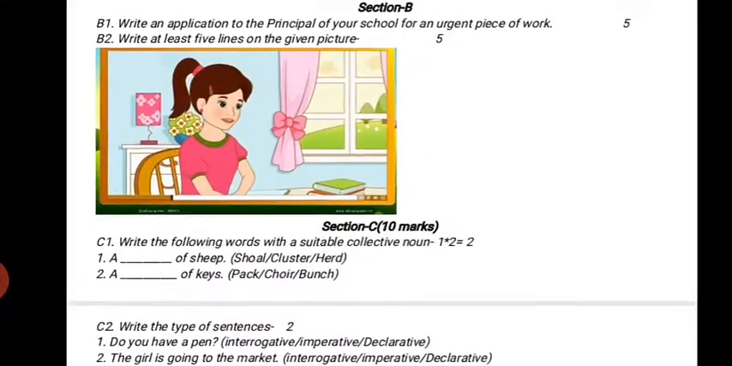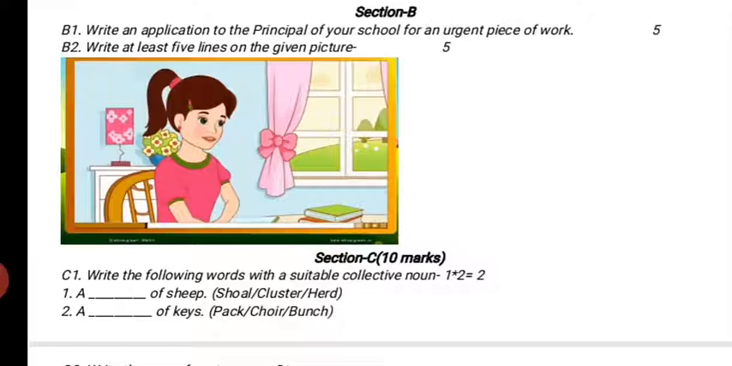Now write an application to the principal of your school for an urgent piece of work. This is the next question, and this is section B. Section B contains writing skills, and writing a letter or writing an application is an art. So here you will write an application. Format of the application we will revise.